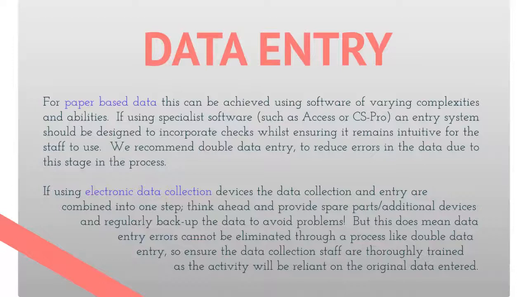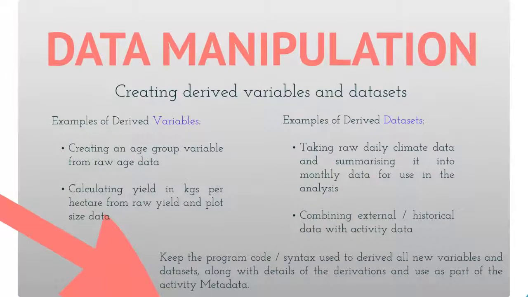If using electronic data collection devices, the data collection and entry are combined into one step. Think ahead and provide spare parts or additional devices and regularly back up the data to avoid problems. Electronic data collection does mean that data entry errors cannot be eliminated through a process like double data entry, so ensure the data collection staff are thoroughly trained as the activity will be reliant on the original data entered.